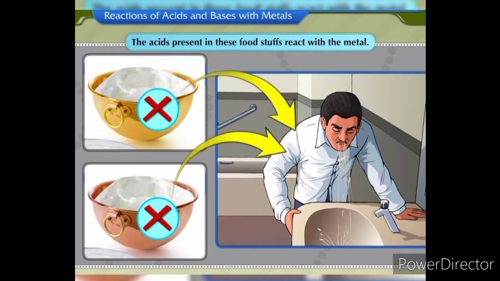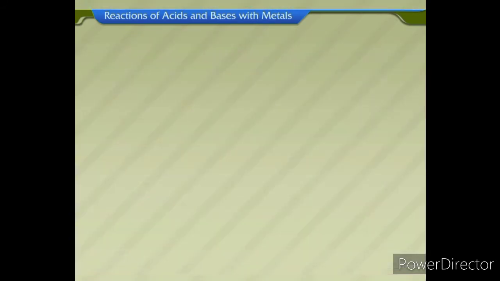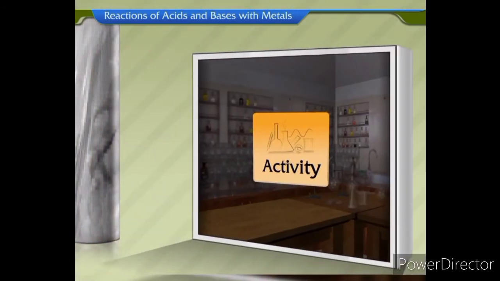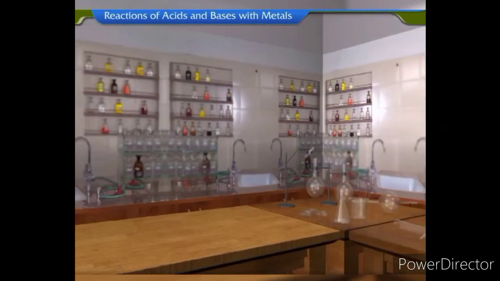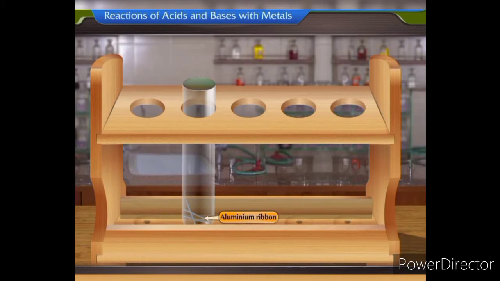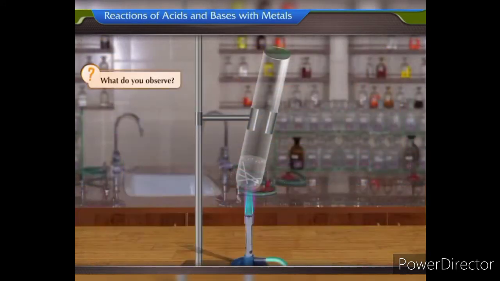How do metals react with bases? Let us perform an activity to understand this. Activity: take a few pieces of aluminium ribbon in a test tube and add some sodium hydroxide. Warm the test tube. What do you observe?